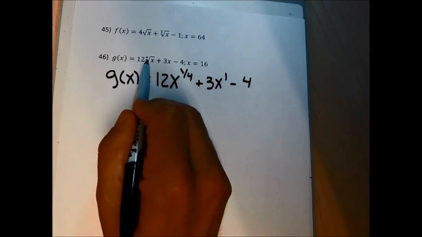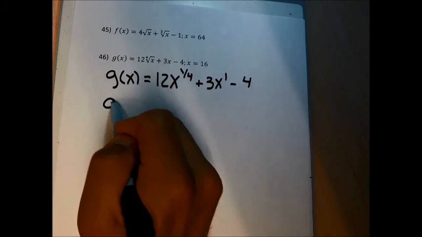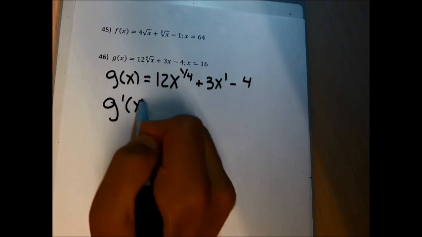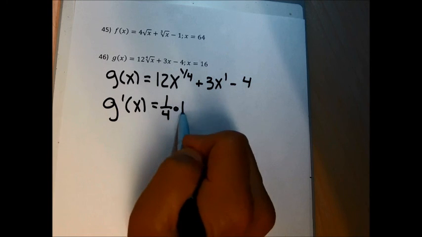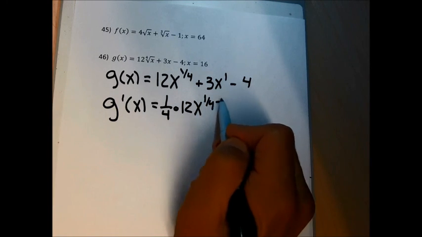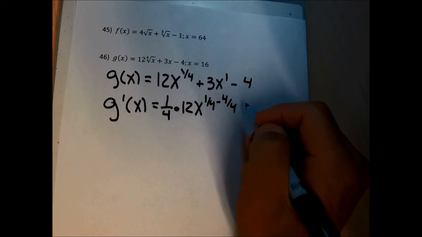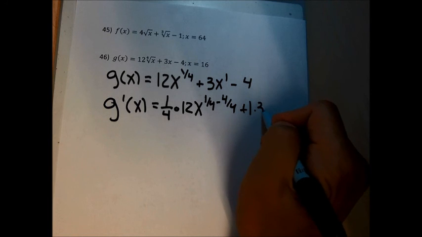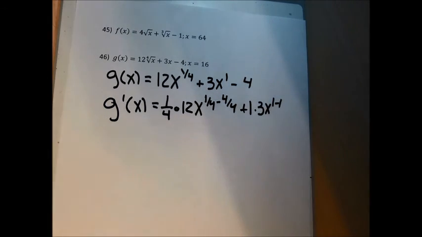So I wrote the fourth root of x as x to the 1/4 power, and now I'm going to do the derivative. So I get g prime of x equals 1/4 times 12 x to the 1/4 minus 1, but I'm going to write minus 4/4 because 1 is equal to 4/4, plus 1 times 3 x to the 1 minus 1, and the derivative of a constant is 0.